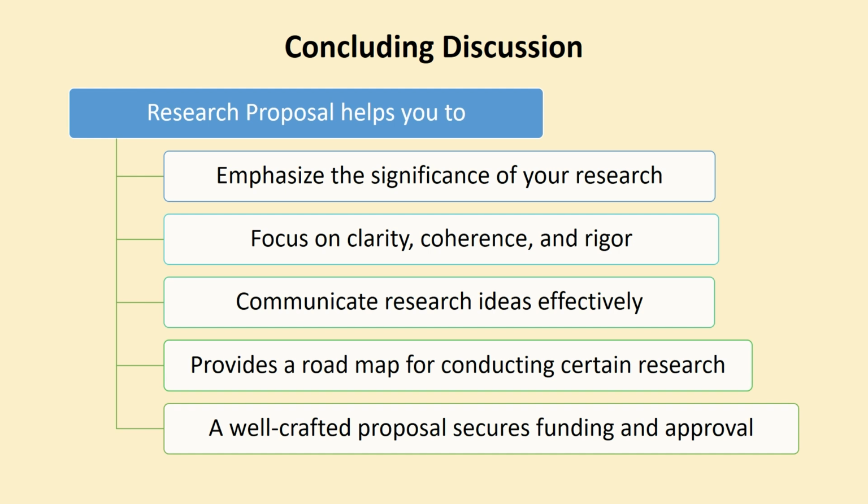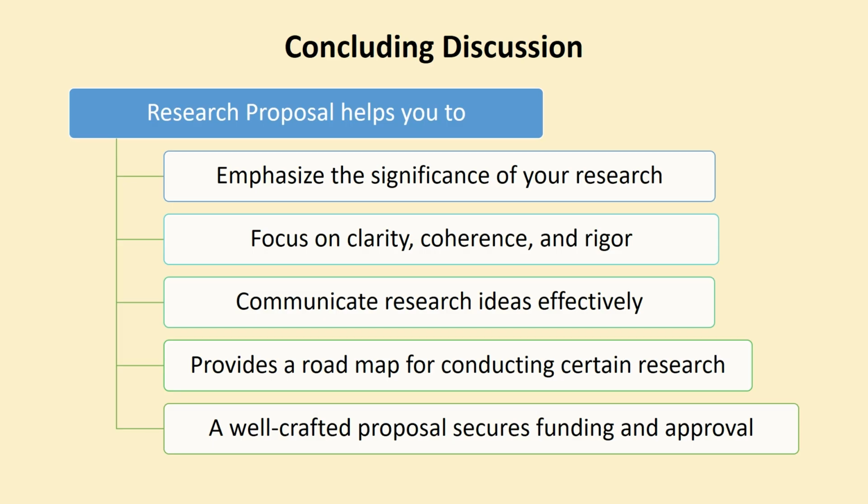There are various kinds of research, especially in social science, where we deal with behavior, perception, opinion and many other attributes which are very subjective in nature. You need a certain roadmap that I will go here, this will be my population, this will be my sample, and this technique I will use for sampling. You need a roadmap. So research proposal provides you a roadmap for conducting certain research.